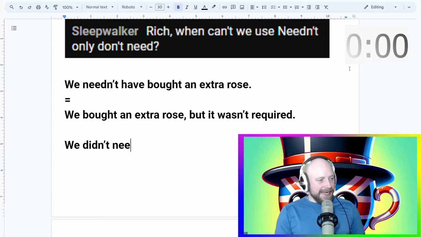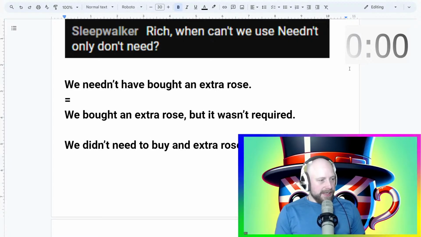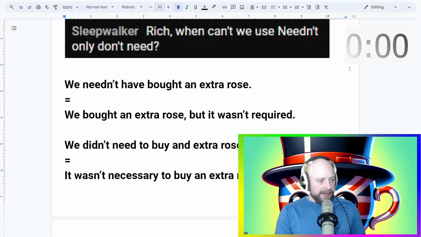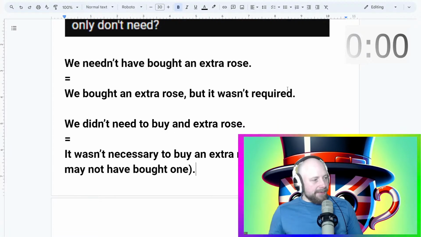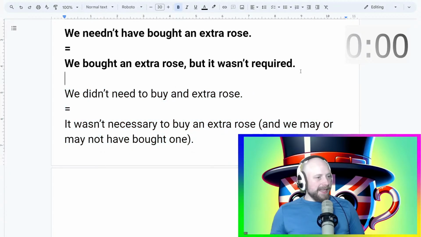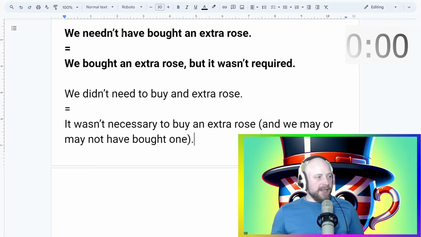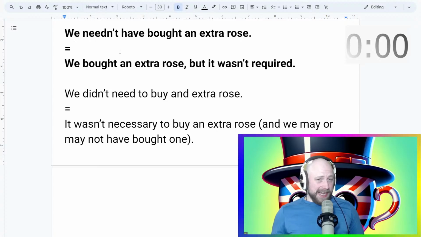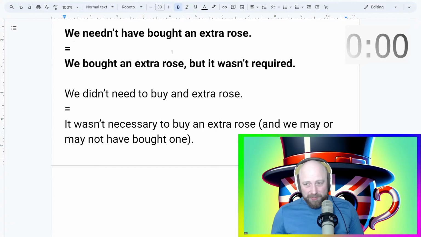However, if I say we didn't need to buy an extra rose, this means it wasn't necessary to buy an extra rose, and we may or may not have bought one. So you can see with the second one, we actually don't state whether we bought it or not. That's the big difference with needn't, as in needn't have, and didn't need to. Other than that, I don't know a lot about needn't, because again, we don't really use it. Needn't is a pure modal that's kind of out of date. So it's using need like a modal verb, but it's not really used anymore.